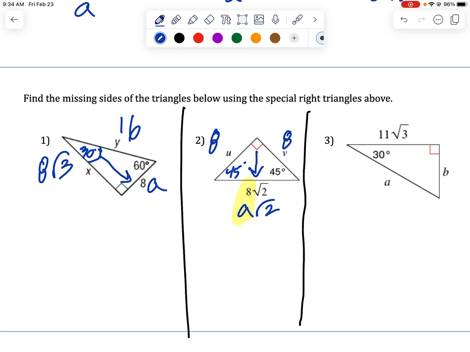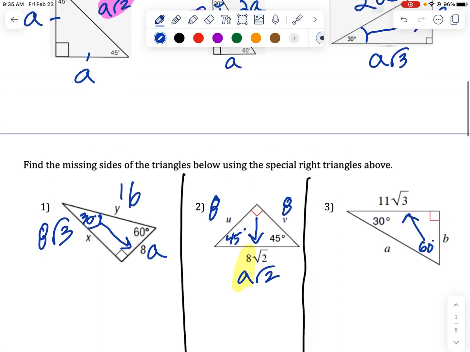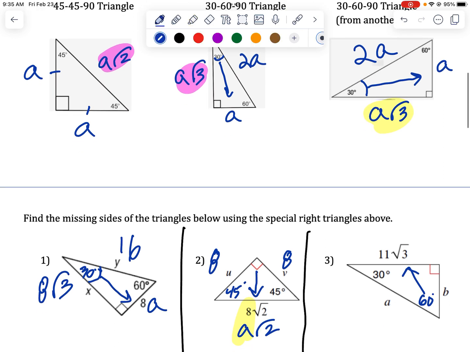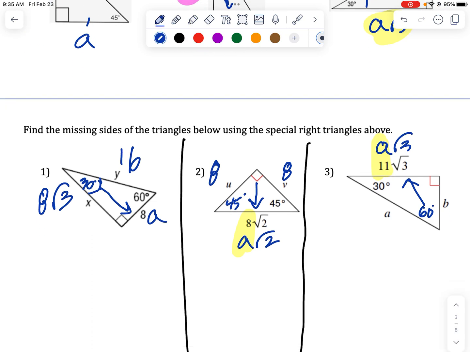Number 3, my remaining angle is 60. Across from my 60-degree angle is 11 root 3. In the general case, across from 60 is A root 3, so my A value is 11. That means this side across from 30 is 11. That makes my hypotenuse 22.